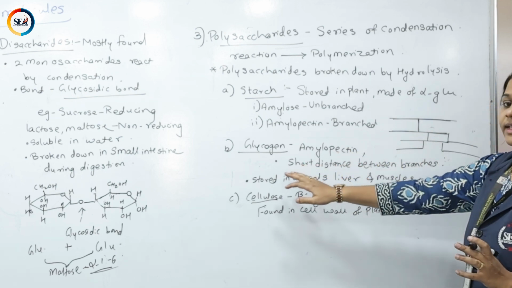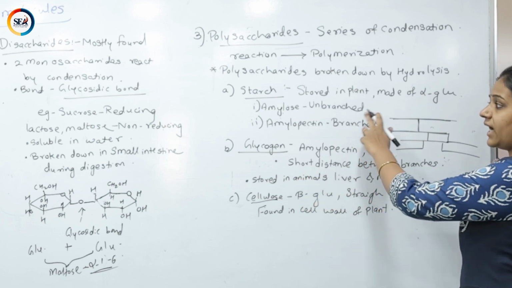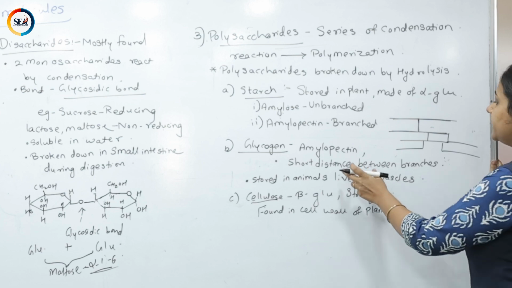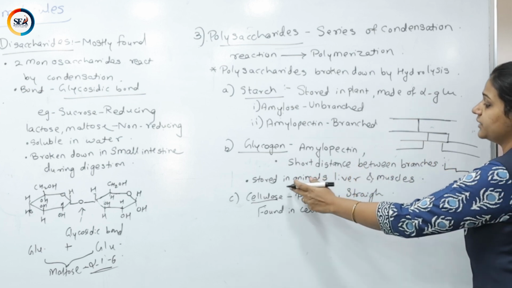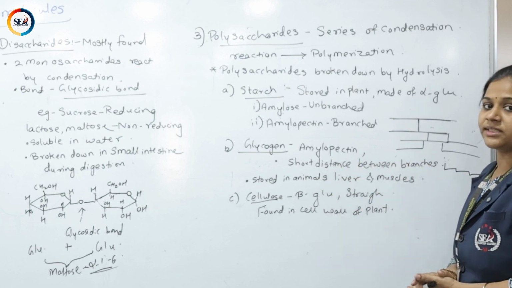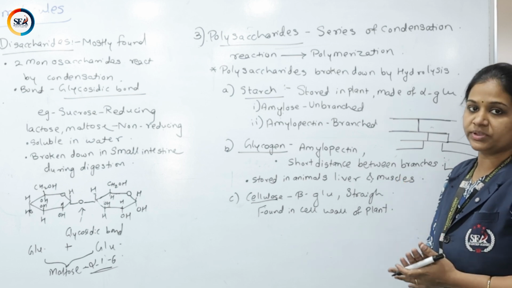Next, the distance between branches is short. It is also like the starch amylopectin, but the distance between the branches is very short. Lastly, it is stored in animals' liver and in muscles. Both of these are polysaccharides of glucose.